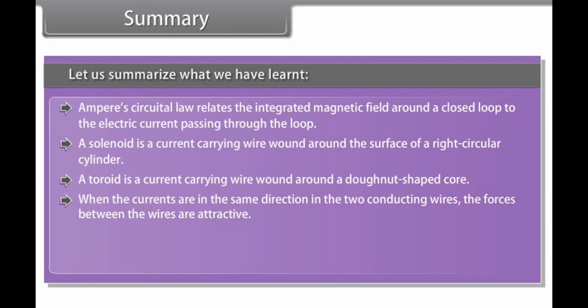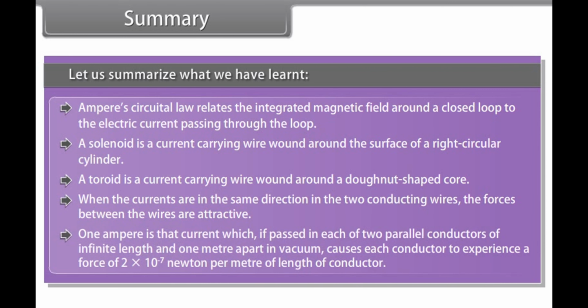When the currents are in the same direction in the two conducting wires, the forces between the wires are attractive. 1 ampere is that current which, if passed in each of the two parallel conductors of infinite length and 1 meter apart in vacuum, causes each conductor to experience a force of 2 × 10^-7 Newton per meter of length of conductor.